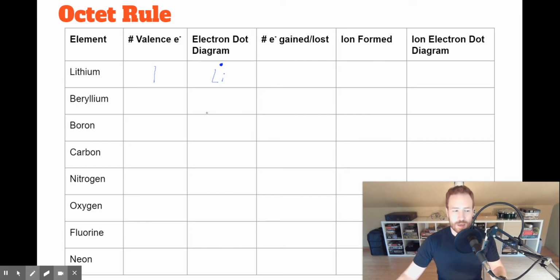Now, lithium wants to achieve the octet rule, as do all atoms, but it only has one valence electron and it wants to have eight. So what it could do is gain seven, or lose the one that it has. And in all cases, atoms are going to do whatever is easiest, whatever requires the least number of gaining or losing electrons. So in this case, it's going to lose the one.